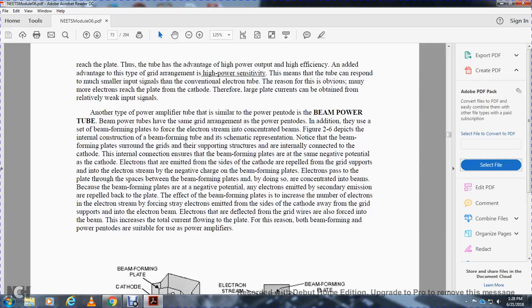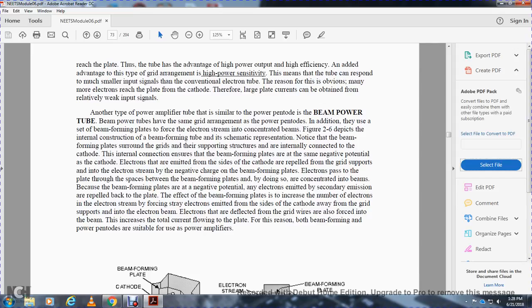Another type of power amplifier, similar to the power pentode, is the beam power tube. Beam power tubes have the same grid arrangement as the power pentode. In addition, they use beam forming plates to force the electron stream into a concentrated beam. Figure 2.6 depicts the internal construction of the beam forming tube in schematic representation. The beam forming plates are placed around the grid and supported by the structure. They are internally connected to the cathode.